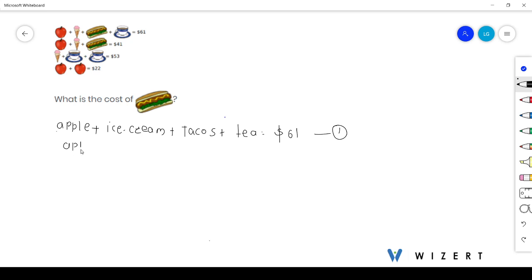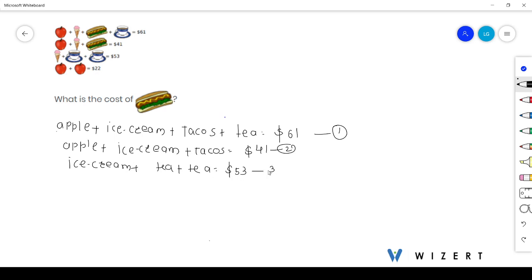Then apple plus ice cream plus tacos is $41. Then ice cream plus tea is $53. And then apple plus apple is $22.